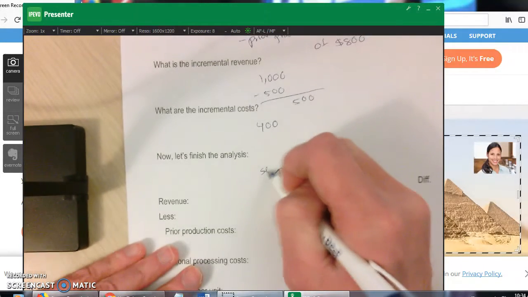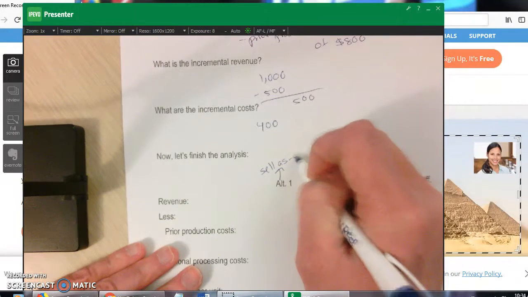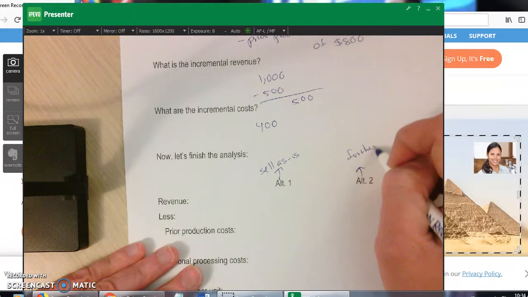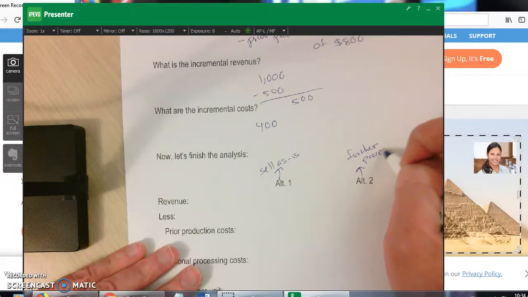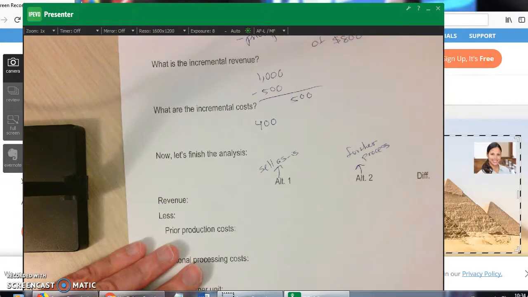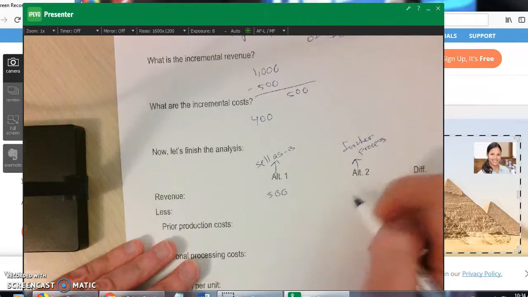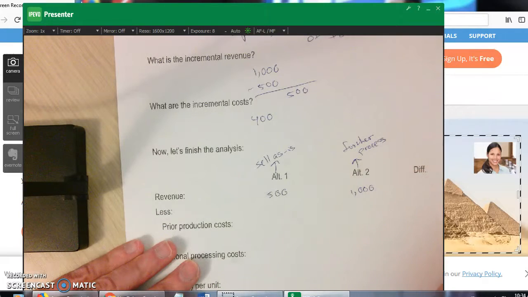So now what we can do is go ahead and finish the analysis, and we can say alternative 1 is sell as is. Alternative 2 we'll call further process. And then we'll call this the variance, the difference. If we look over here, $500 to sell it as is, $1,000 to further process, the difference is $500.